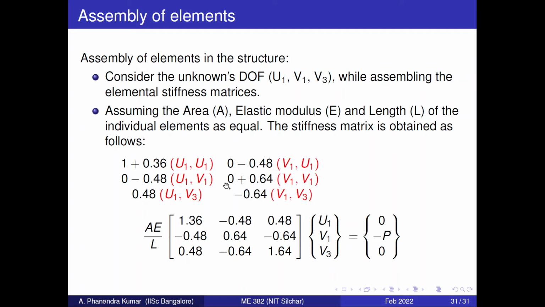So coming to the second column now. See what happens in the second column. The first column corresponds to u1, right? The second column will correspond to v1. And the first row will be u1. So column comma row, v1 comma u1.